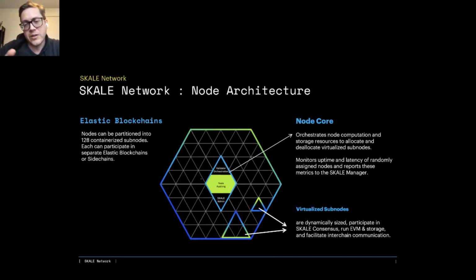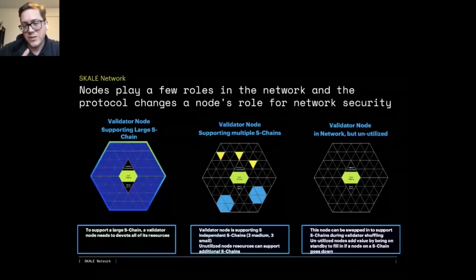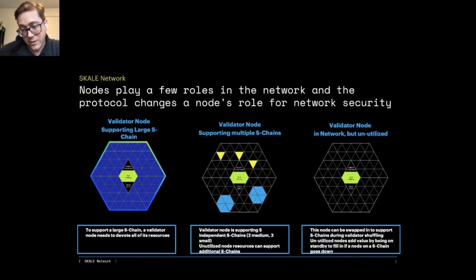And in the middle shows an example where a validator node might be supporting Scale chains of different sizes. So here it's supporting 2 medium chains, which is identified by the blue hexagons at the bottom, and then 3 small Scale chains. So you can see there's this multi-tenancy model where validator nodes can support multiple Scale chain sizes. So as a dApp developer, if you request a small chain or a medium chain or even a large chain, you can access different allocations of each of these nodes of the network. And on the right is a validator node that's unutilized that hasn't yet been provisioned to the network.